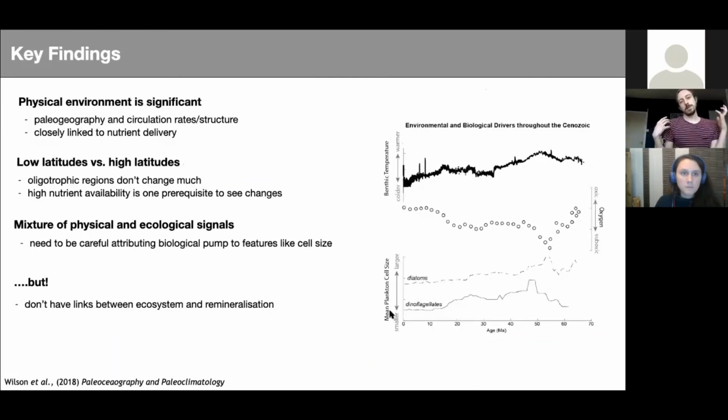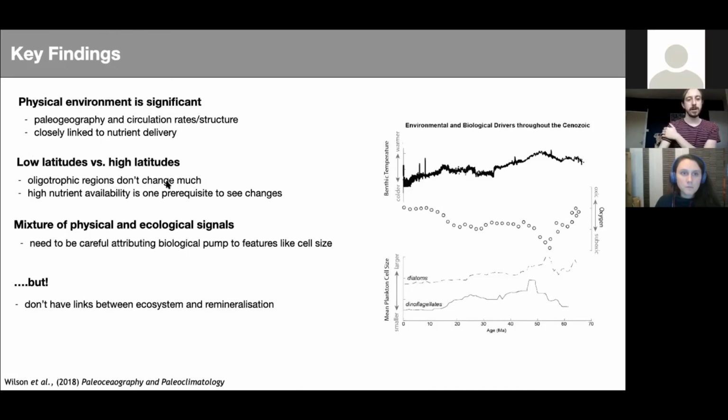So, like I said, it's quite difficult to do these experiments because you turn the model on and then you go, okay, what have I got? So we tried to pull out some key findings that are interesting for a wider community. So one is that the physical environment is really significant when you're predicting ecosystems. And this is because the paleogeography and the circulation rates constrain nutrient delivery. So the fidelity of the modern circulation is crucially important if we're going to be modeling past ecosystems.